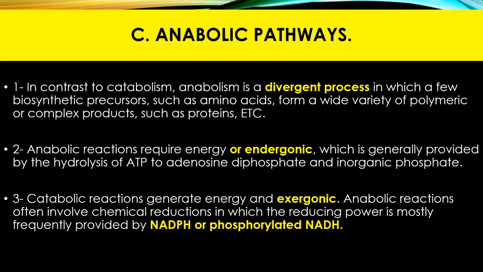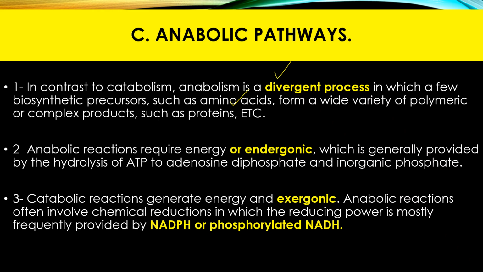Now again, the anabolic pathway. The anabolic pathway is also known as a divergent process because many small, simple organic molecules, such as amino acids, join together to form a wide variety of proteins. So it is diverging, producing many types of different organic compounds. So it is known as the divergent process, as compared to catabolism, which is the convergent process.